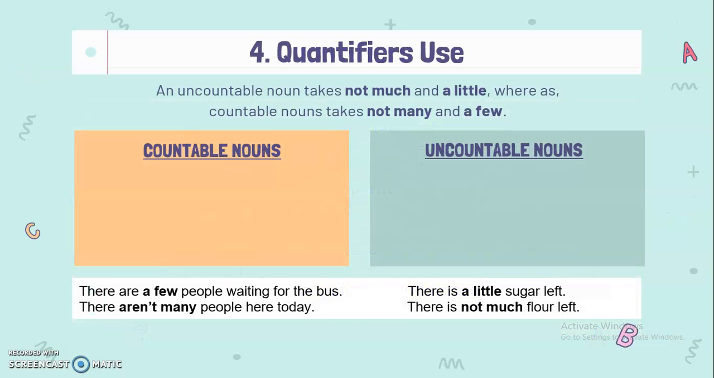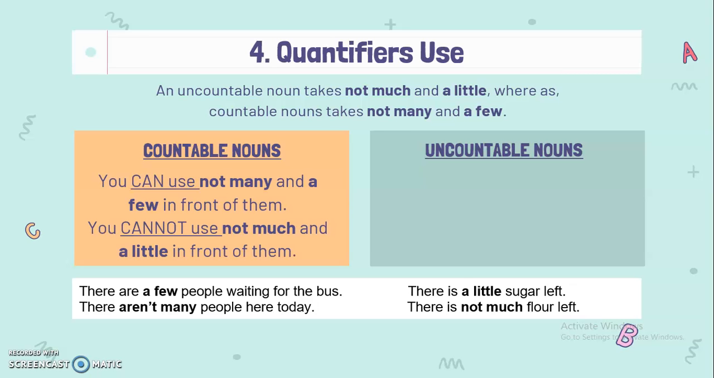Okay, fourth. An uncountable noun takes not much and a little, whereas countable nouns take not many and a few. These are the quantifiers you need to use properly. Therefore, you cannot use not much and a little in front of countable nouns. For instance, look at the examples below. There are a few people waiting for the bus. You can't say there are a little people waiting for the bus.